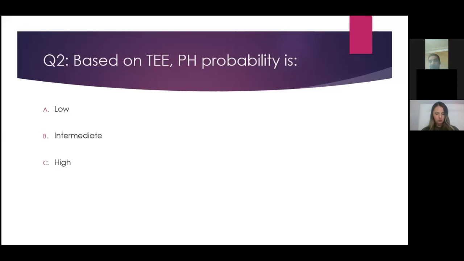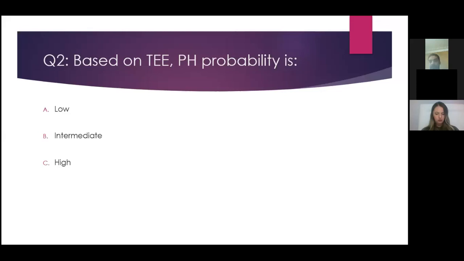It depends on two major parameters: the peak tricuspid regurgitation velocity and the presence of other echo findings of pulmonary hypertension. The peak tricuspid regurgitation velocity might be very low, less than 2.8 meters per second, and this goes with a low probability of pulmonary hypertension. It might be high, more than 3.4, as in our patient, and this goes with a high probability of pulmonary hypertension, or it may be between these values.